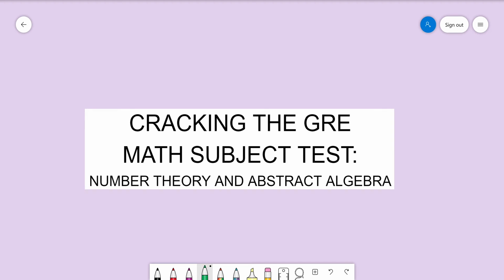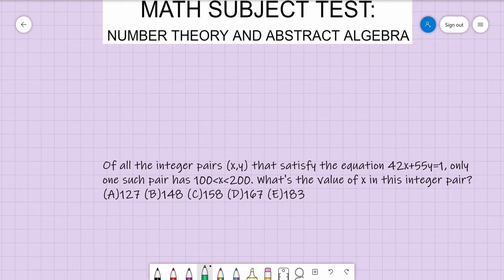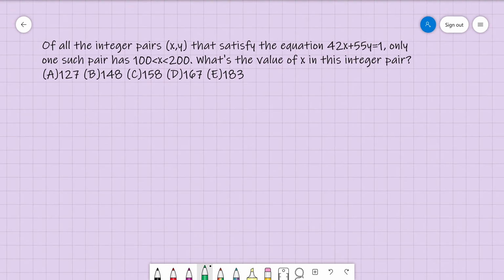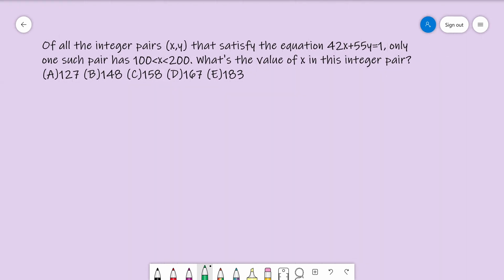We're on number theory and abstract algebra. This is the first question. This question is checking if you know how to solve what's called the Diophantine equation. This equation right here is called the Diophantine equation, and one of the first things you learn in number theory is how to solve this kind of equation. So the trick here is first of all, to use the Euclidean algorithm to find the greatest common factor between 55 and 42, and then you use it backwards to figure out what x and y are. I'll show you what I mean.